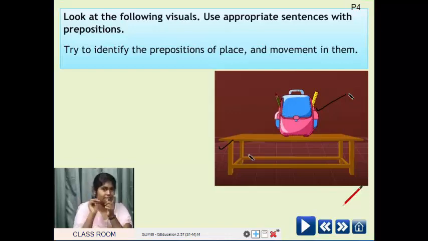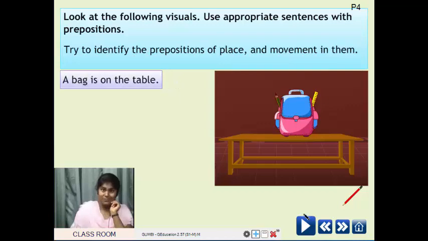Start your sentence with "The bag is." The bag is? Yes, very good. The bag is on the table. Correct. A bag is on the table. Here, "on" is telling you the position of the bag. So "on" is the preposition.